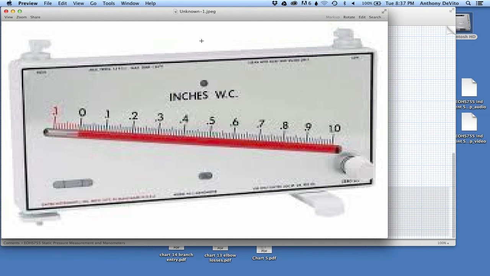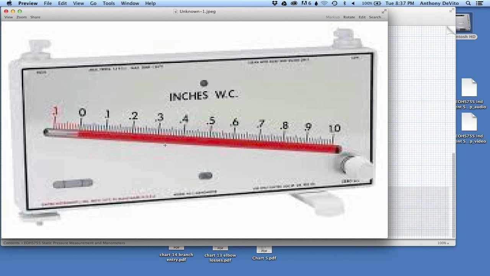If we left this side disconnected, and we attach this side to the discharge side of a fan, well, the static pressure is positive, so it would push in here. It would push this column of water down, right? Until let's say it pushed it all the way down to this 1.0. That would represent 1 inch of water that it displaced.